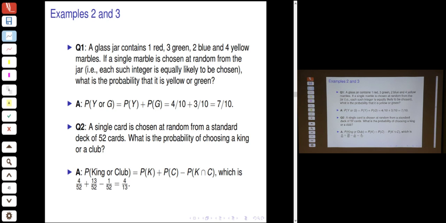So now let's count. What is the probability of getting a king? There are 4 kings, so it's 4 over the size of the sample space, 52, plus the probability of clubs. There are 13 clubs, so it's 13 over 52. In the intersection, there's only one card, the king of clubs, so you have to subtract 1 over 52. So this is your answer.